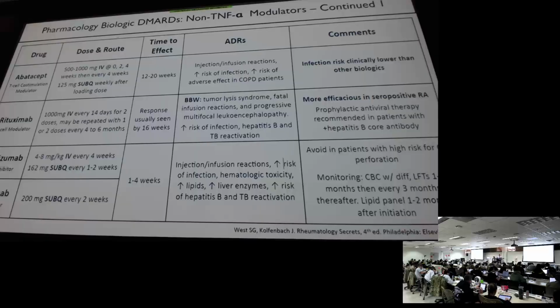So the chart for your non-TNF alpha modulators. Pay attention to the bold black box warning with the B cell modulator, rituximab: tumor lysis syndrome and fatal infusion reactions.